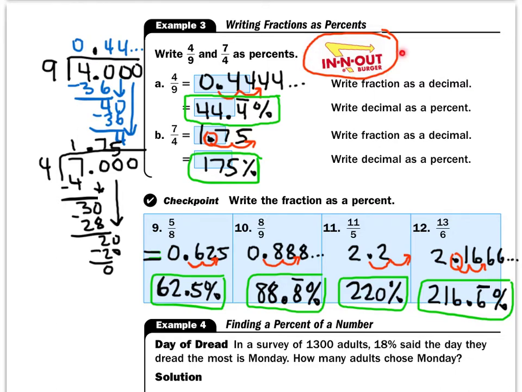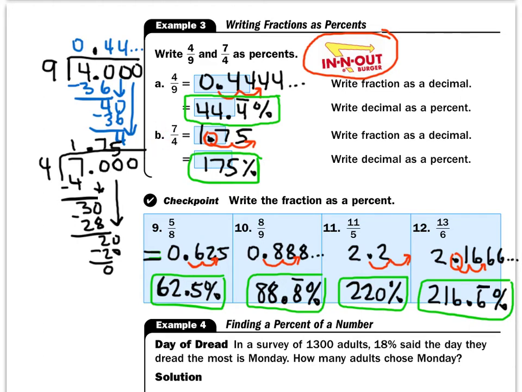You could always use the in and out method, change it to a decimal first, and then make it a percent. So if you use the in and out, the 4 goes on the inside, 9 goes on the outside, and you do the division, you find that 4/9 is the same as 0.4 repeating as a decimal. So write it out, a few of those 4s, and then grab the decimal point, move it 2 places to the right. So this would be 44.4 with a bar over it, percent.